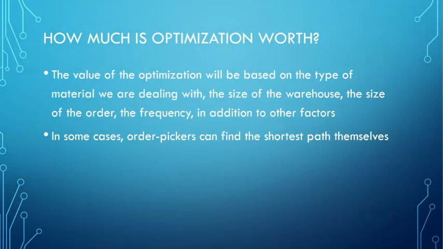The value of the optimization will be based on the type of material we are dealing with, the size of the warehouse, the size of the order, the frequency, in addition to other factors that are custom to the company or to the nature of that product. The company could invest in optimization software to identify the optimum path. They could also outsource to a third party or could depend on experienced order pickers who found the shortest path over years and years of experience in the warehouse.